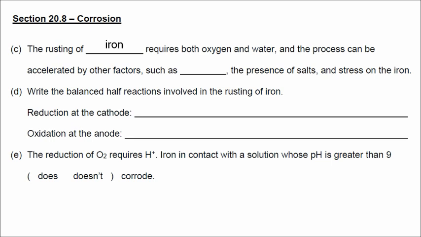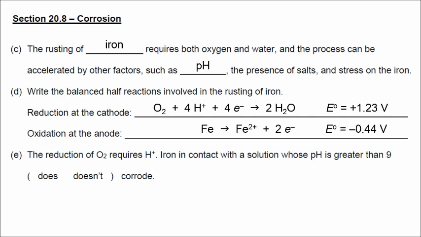The rusting of iron requires both oxygen and water, and the process can be accelerated by other factors such as pH, the presence of salts, and stress on the iron. For the rusting of iron, reduction occurs when oxygen goes from 0 to -2. Oxidation occurs when iron goes from 0 to +2. Now we have to multiply the iron half reaction by 2 to get the electrons to cancel out. But those are the reduction and oxidation half reactions.